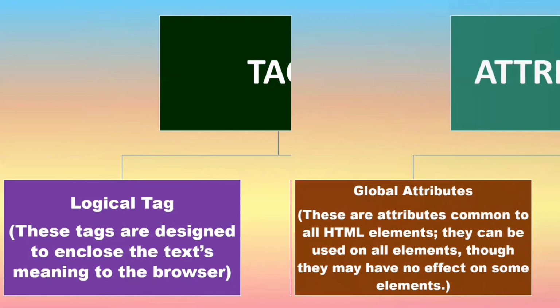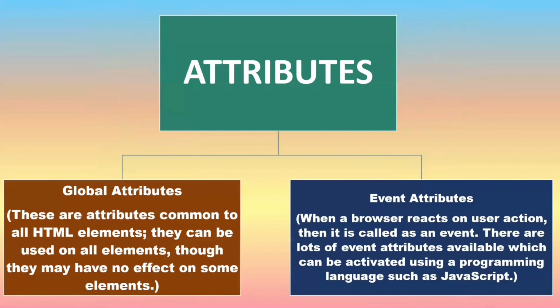And there are also two types of attributes. The one is global attributes and another is event attributes. Now, what's the global attributes? So these are attributes common to all HTML elements. So the set of attributes that is common to all HTML elements or common to all HTML tags, they can be used on all elements.